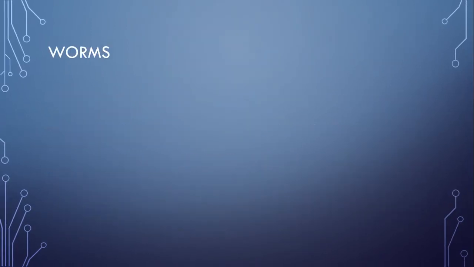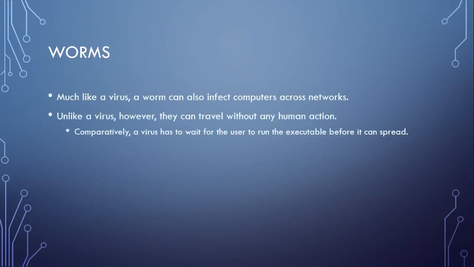All right, that being said, let's move to the next one, which is worms. Much like a virus, worms can also infect computers across networks. However, unlike a virus, they can travel without any human interaction. A virus waits for you to run the executable file. Worms, not so much. Worms typically spread by exploiting security holes in software.